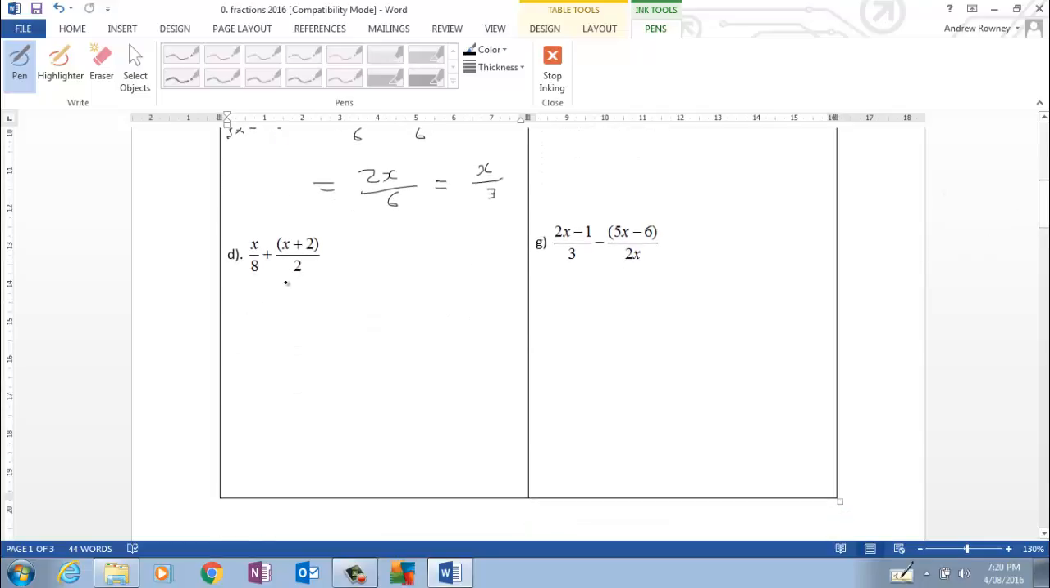Part D, we could get them both to be 8 because we could multiply the 2 by 4 and we times the top by 4. Okay, so that will give x on 8 plus, now to multiply this by 4 we need to multiply everything inside that bracket by 4, that's expanding. So that's going to be 4x plus 8 all over 8, and then we have a common denominator 8, and 4x and x is 5x, so 5x plus 8 over 8.